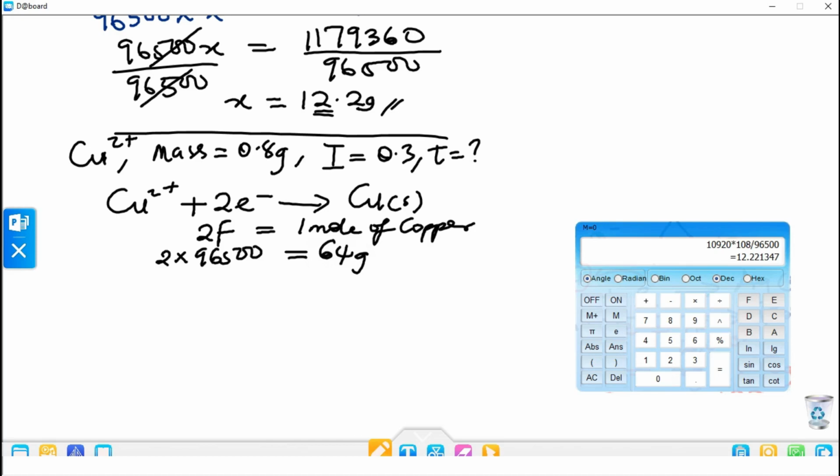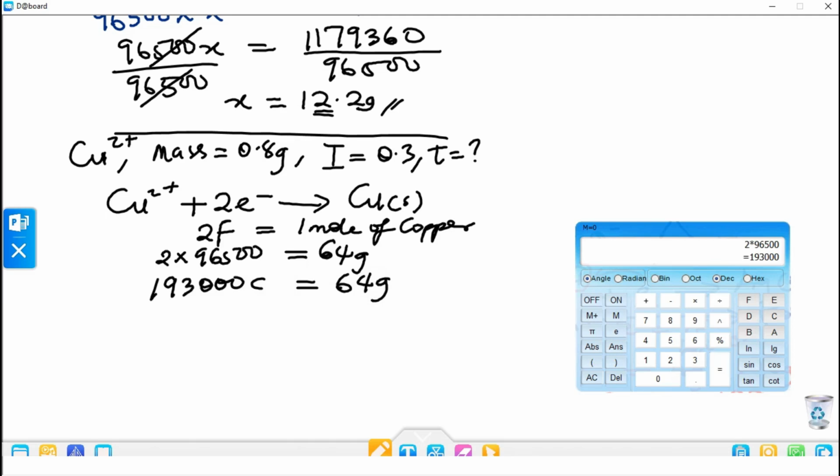So what is 2 times 96,500? So 2 times 96,500 is equal to 193,000. So it means that 193,000 coulombs of electricity from the equation has produced 64 grams of copper. That is what it means.